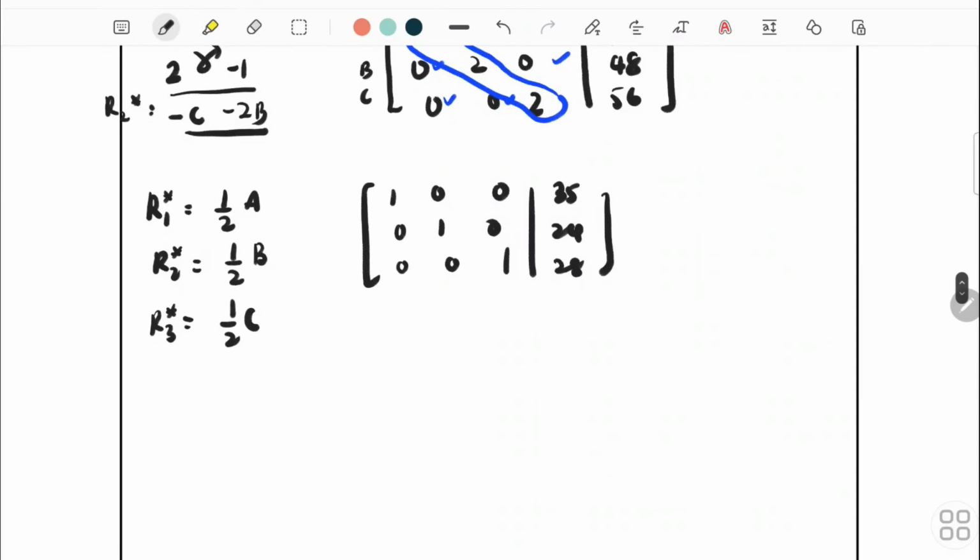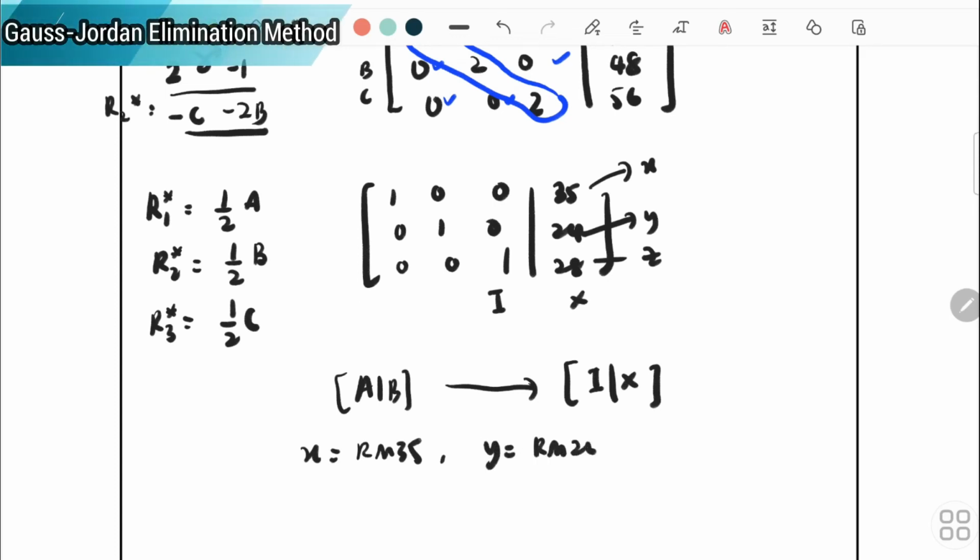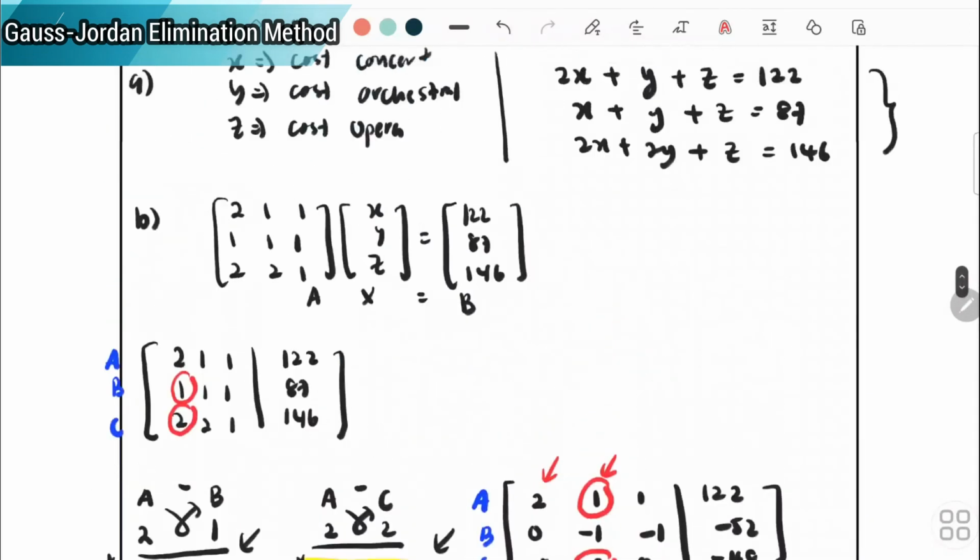So you have done reducing from A augmented with B to become identity augmented with X. So this is the identity, this is the X. So this is your X, Y, Z. This is your solution. So X is equal to 35 ringgit, the cost for the concert tickets. Y is 24 ringgit for the orchestra. And then Z is 28 ringgit for the opera ticket, the cost for each of the tickets. So we have done answering the second part of the question.